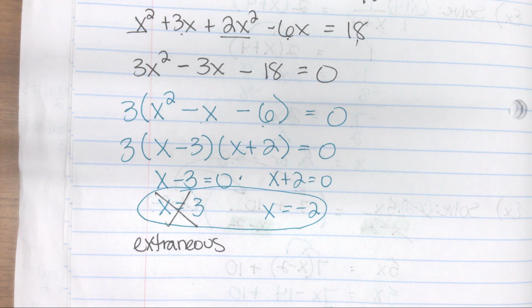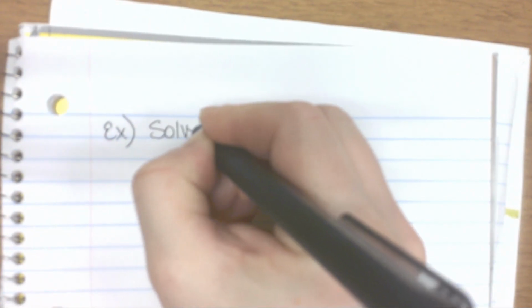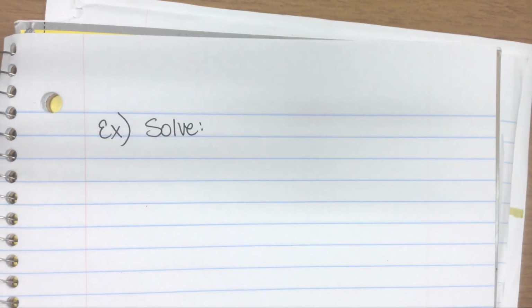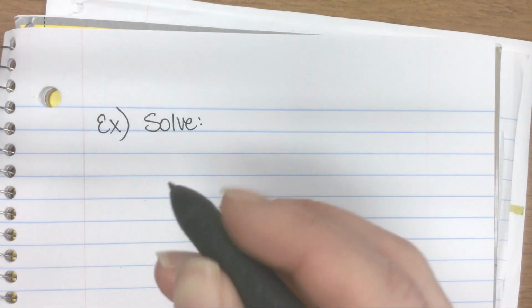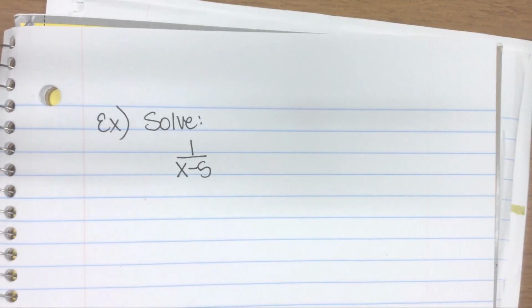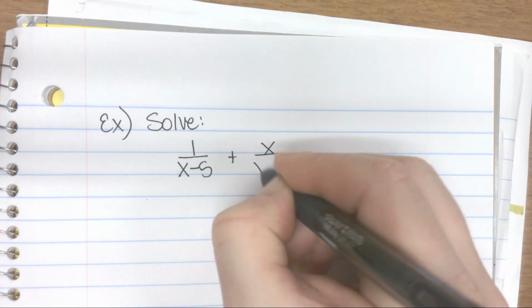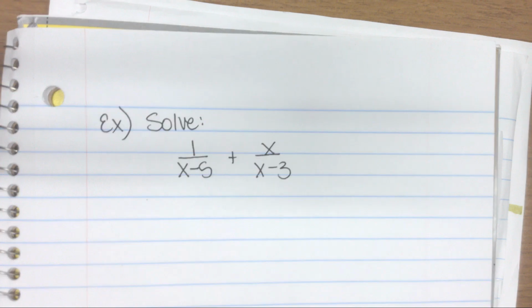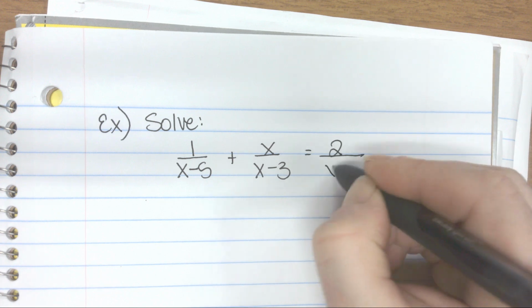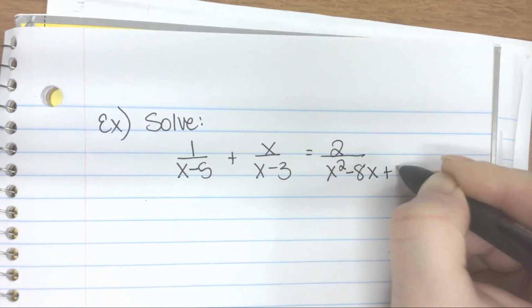Let's do one more like that. Okay, so for this one, we're going to solve 1 over x minus 5 plus x over x minus 3 equals 2 over x squared minus 8x plus 15.